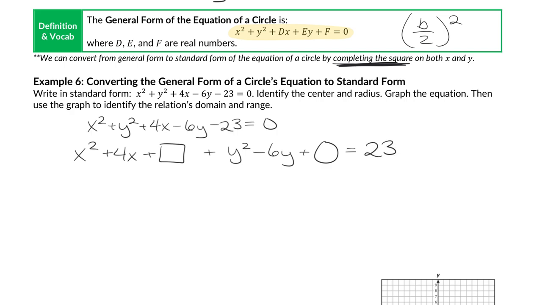Positive 23. Now, when we were completing the square, we had to put the magic box on both sides. But we have 2 magic boxes. So we put both magic boxes on both sides.